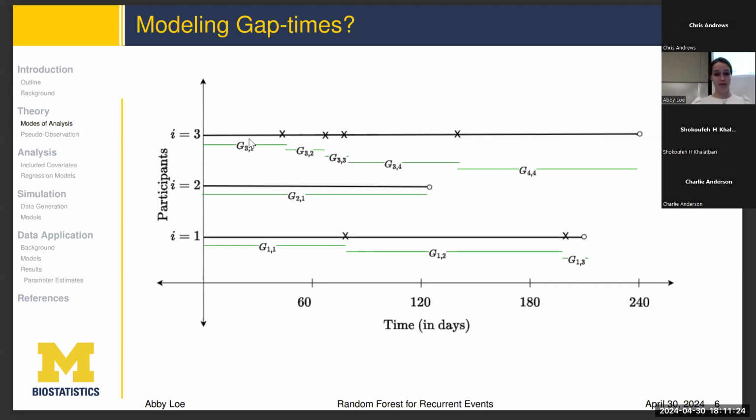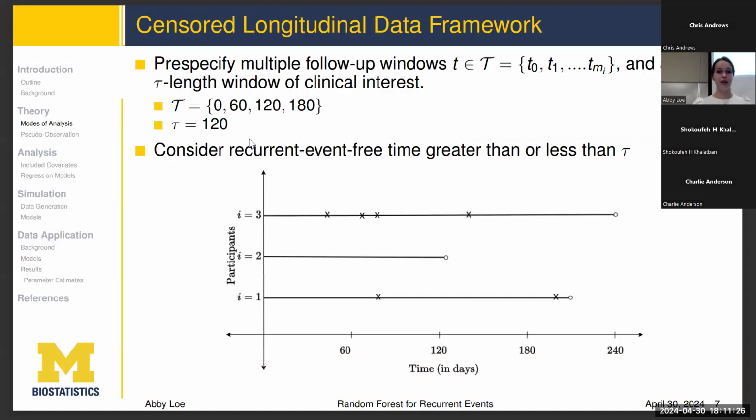So we aren't going to model in gap times. What we're going to do is something called a censored longitudinal data framework. First, we're going to pre-specify multiple follow-up windows of time in this fancy script T, and think about a tau length window of clinical interest. This isn't super intuitive. You can think about, well, why would we do this?